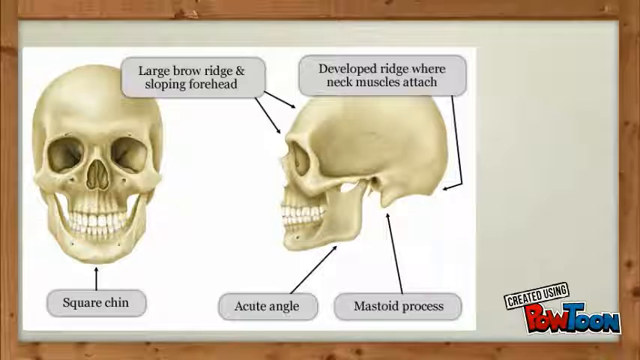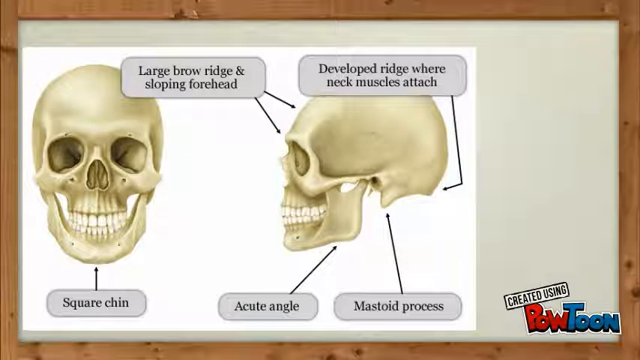You're going to notice that where the mandible and the cranium meet, it's going to be a larger surface. There's a large brow ridge, which is noticeable. You're going to notice that there's an acute angle on the male's mandible. Also, you're going to notice that they have a more pronounced mastoid process. When you see the females, you can rarely see theirs.